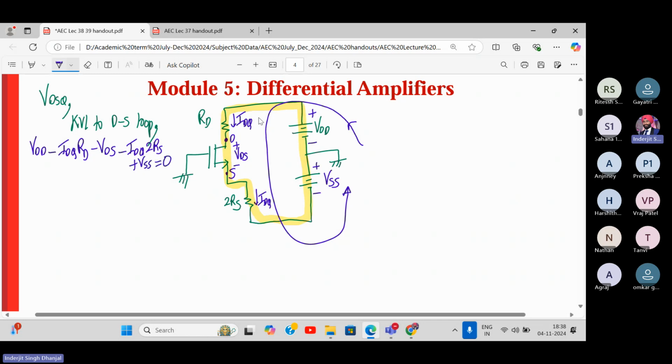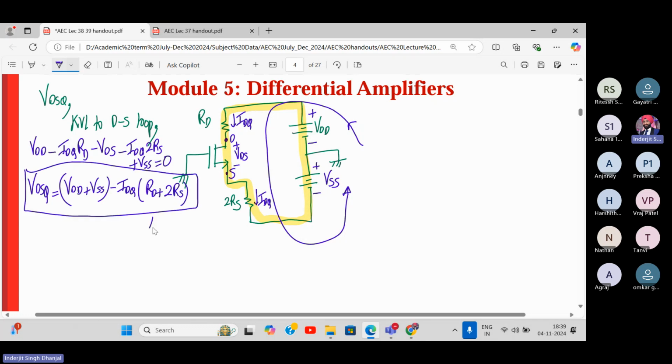So again, I repeat, we go in this direction. VDD minus plus, it should be plus VDD minus IDQ RD minus VDS minus IDQ into twice RS plus VSS is equal to 0, correct? So what is your VDSQ now? It's VDD plus VSS minus IDQ into RD plus twice RS. So this is the expression for VDSQ. Please note it down. This is expression number 3. So from here we can determine the Q point, VDSQ, comma IDQ.